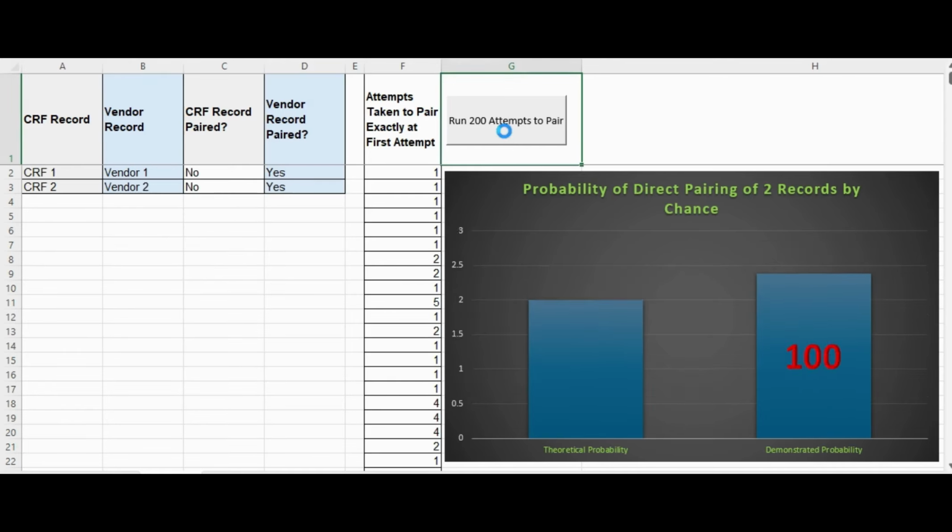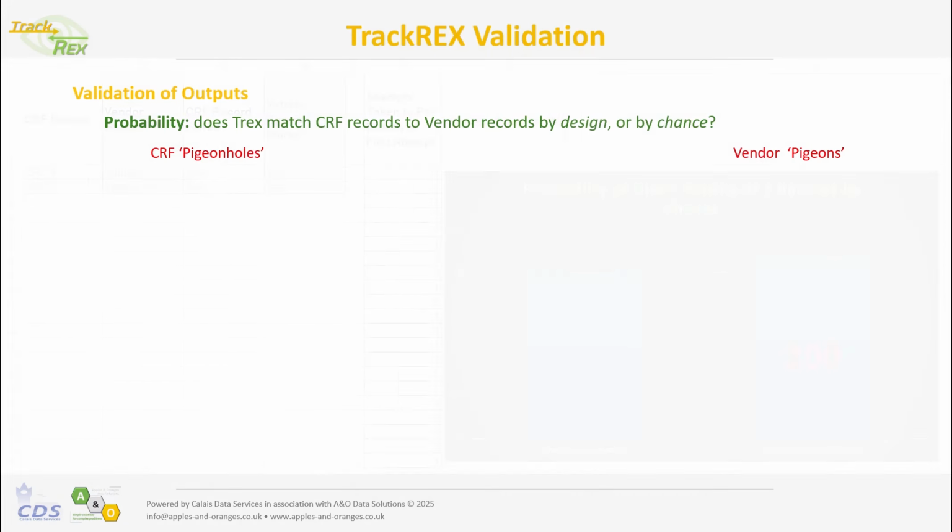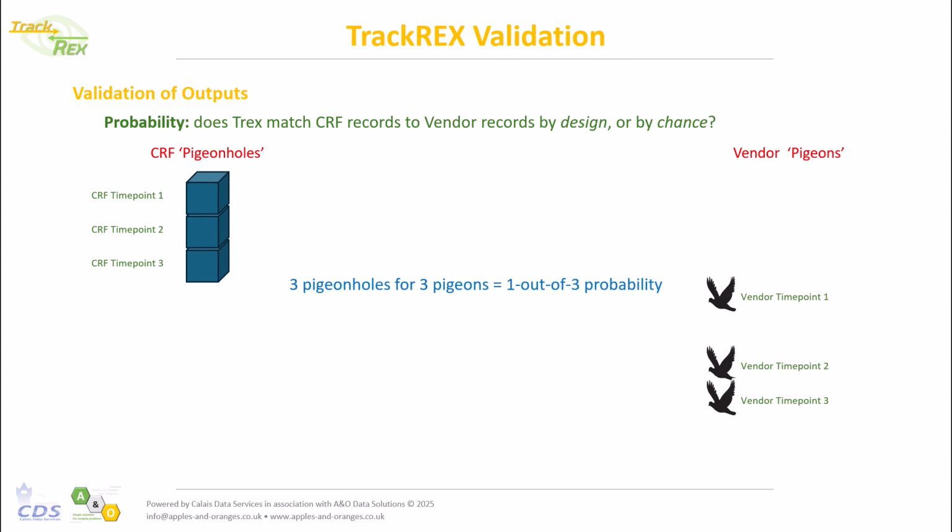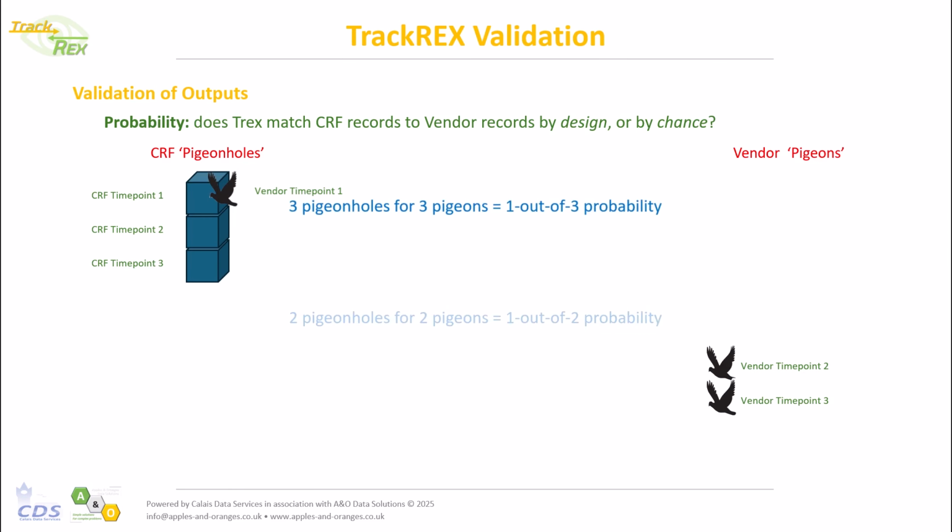Confused? Don't be. Just look at the bar chart. Here we can see, after the law of averages kicked in after 200 iterations, there was indeed a 1 out of 2 probability of a 1-to-1 match on any single attempt. Easy so far.